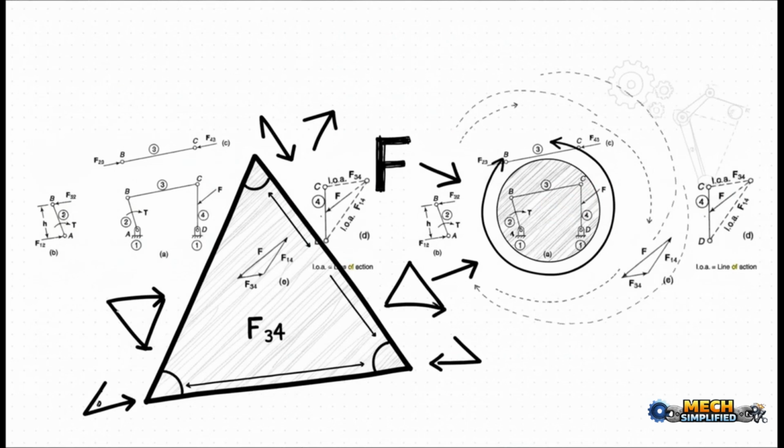And here's the magic. Once we isolate a single link from that mechanism, we can use the forces we do know to figure out the forces we don't know. By applying those principles of equilibrium we just talked about, we can calculate exactly what's needed to keep that piece stable, which in turn keeps the whole machine from breaking down.